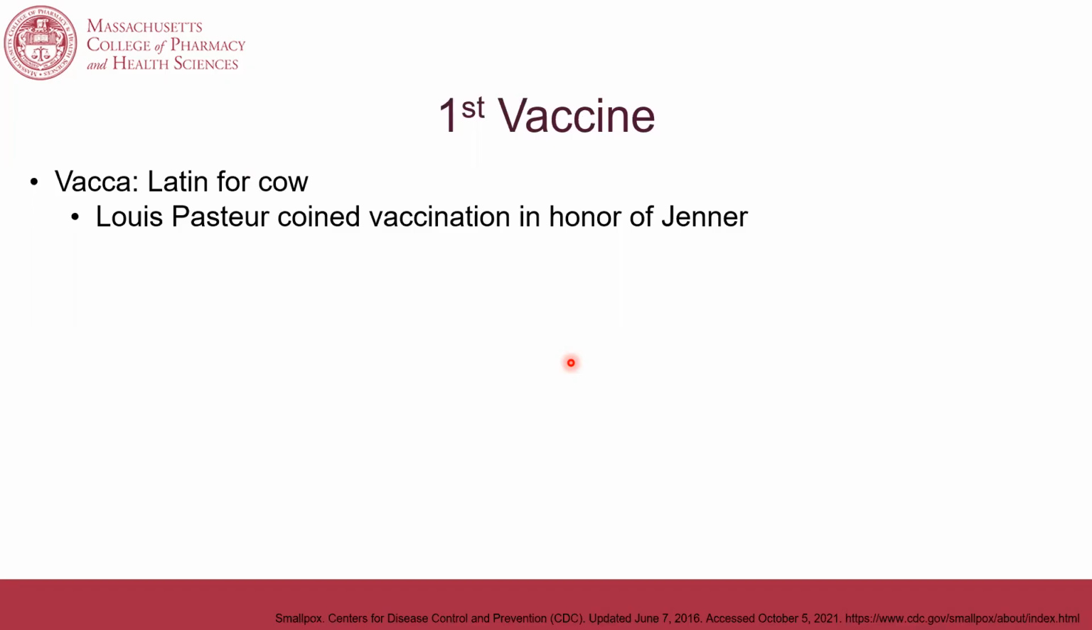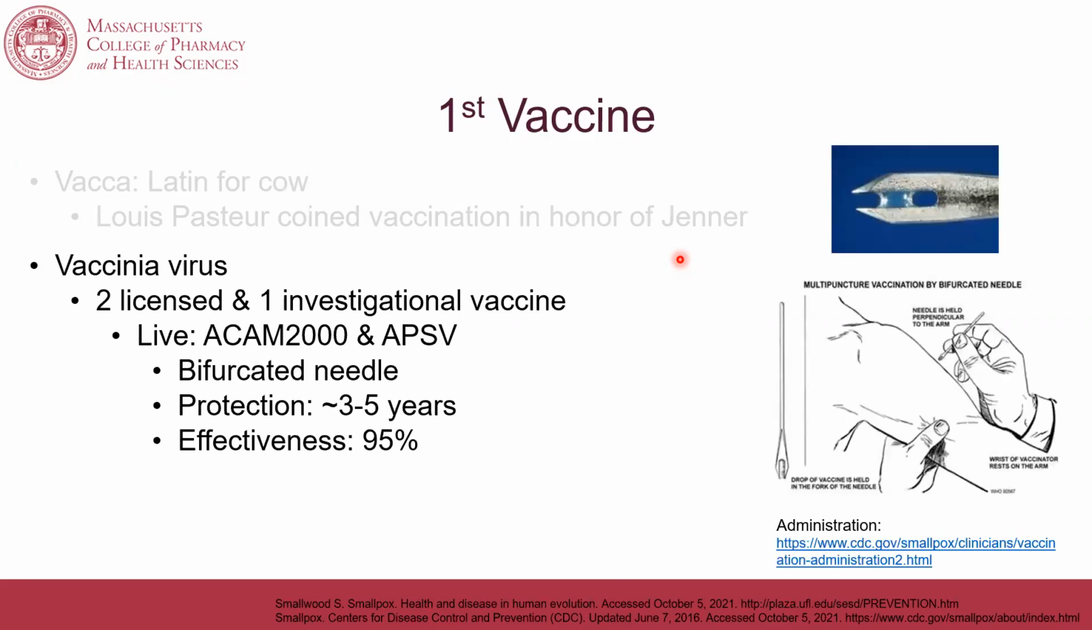So this led to the development of the first vaccine. Vacca is actually Latin for cow. And Louis Pasteur coined the term vaccination in honor of Jenner. And Pasteur actually defined vaccination as a preventative inoculation of all different kinds of material from an infectious person. And this led to the development of the first vaccines.